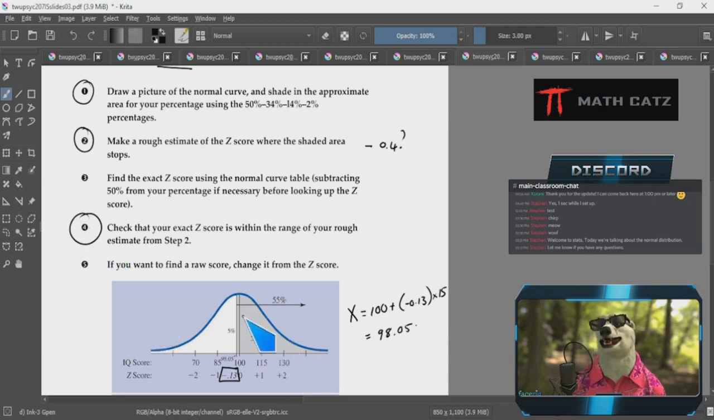Then if I want to find the corresponding raw score, I plug it into my formula. This is my mean. This is my z-score. That is my standard deviation.